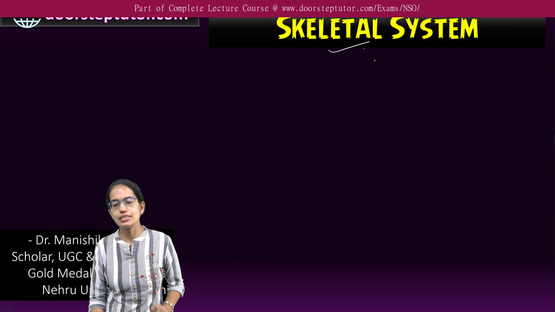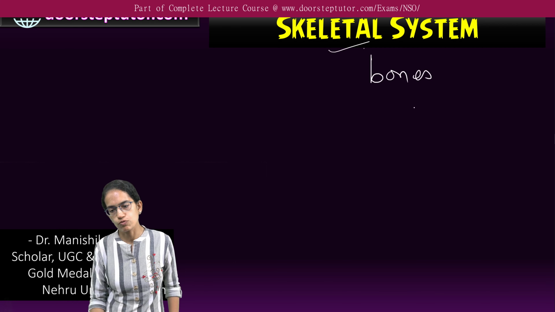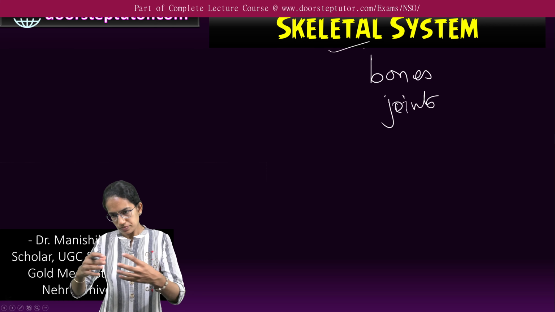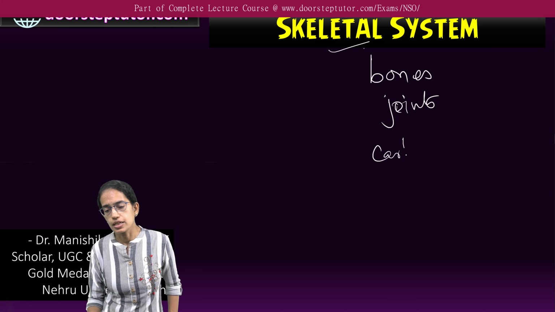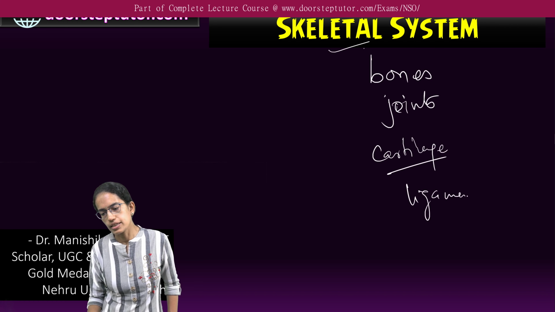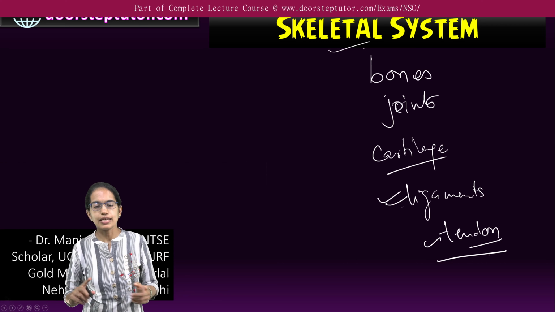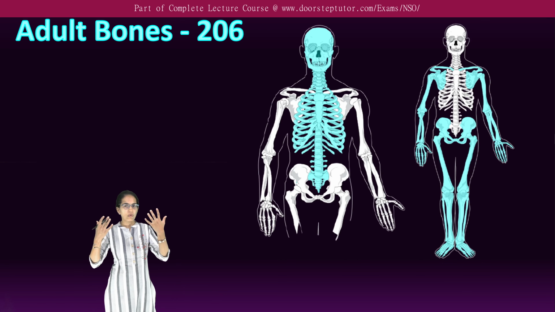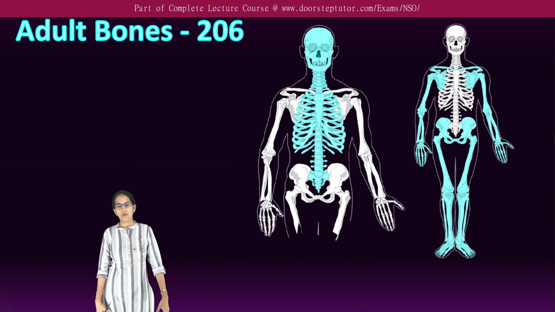And this skeletal system therefore comprises bones. It comprises joints, which are connecting the bones, the cartilage, then we have the ligaments and tendons. So what is the difference? Ligament joins bone to a bone, tendon joins bone to a muscle, and that's something really important that you must be familiar with.